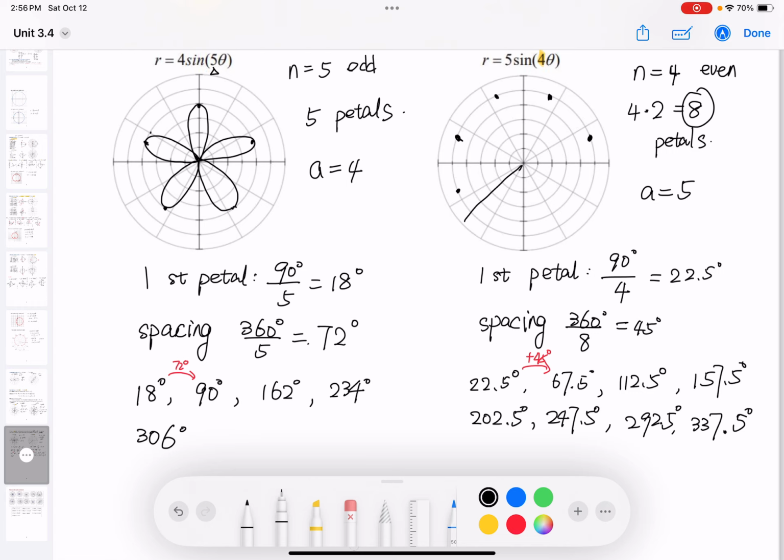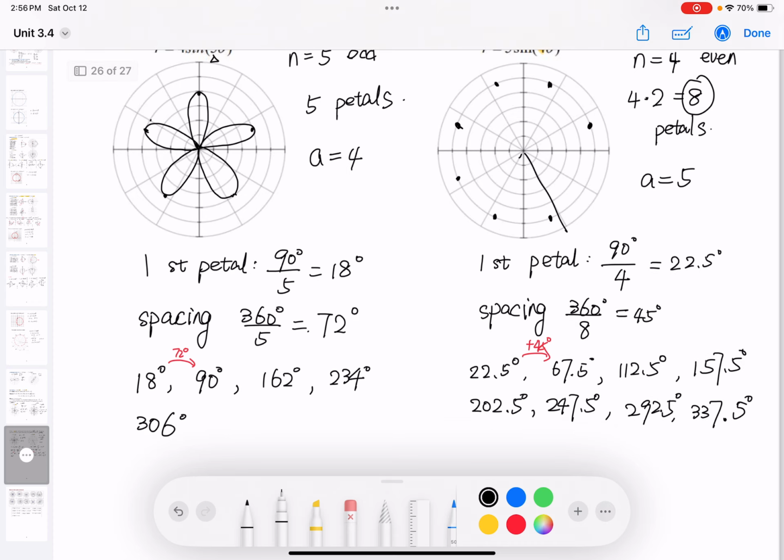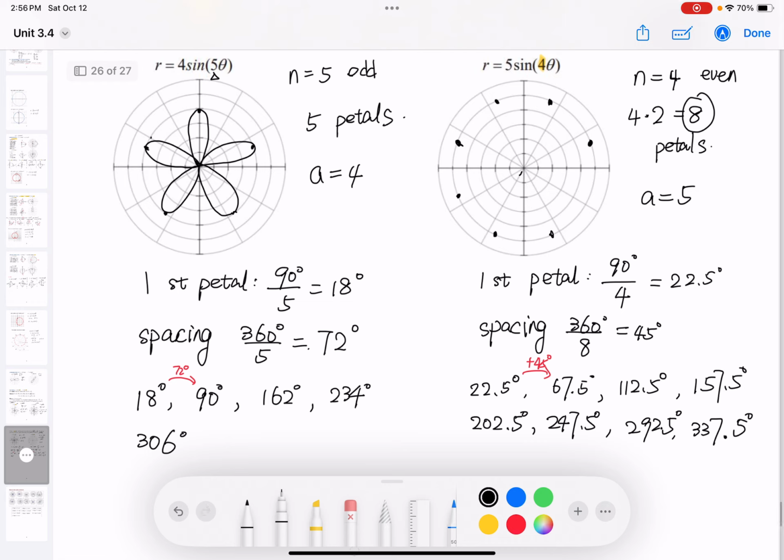And what is this? 180, 240. Okay, this is 240. So I'm going to have 247.5 as a point here. And 292.5. Where is 292.5? It should be here, because this is 300 degrees. Okay, what is the last point? It is 337.5. This is 330 degrees, so more than that. So the point must be here.